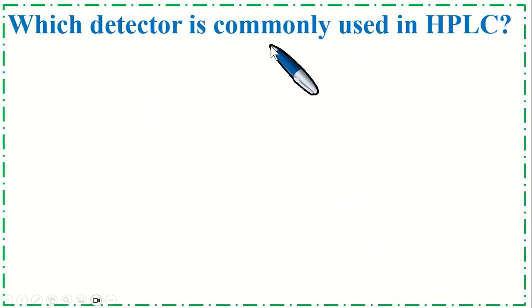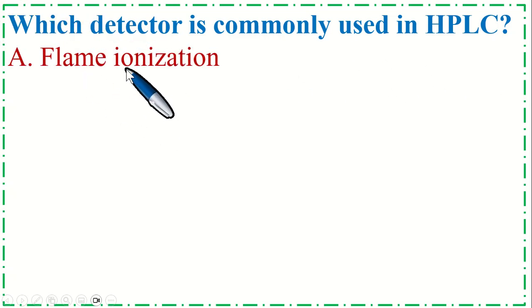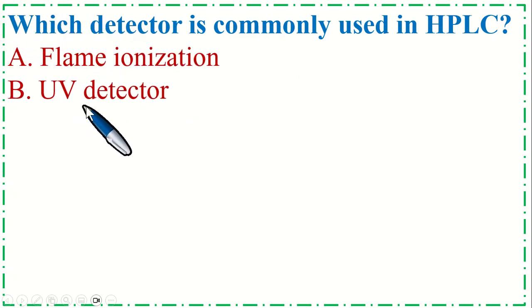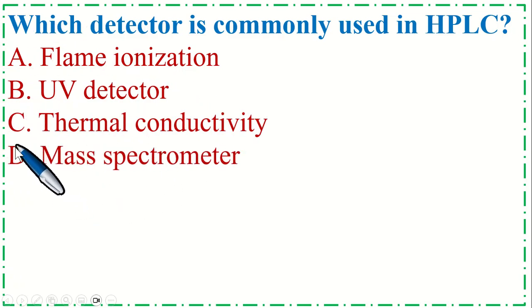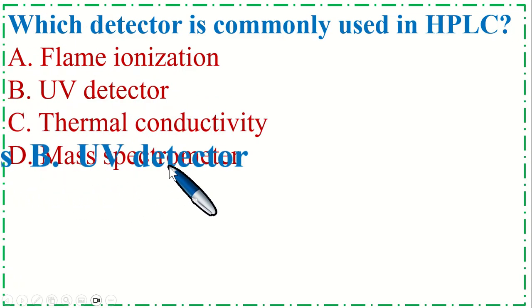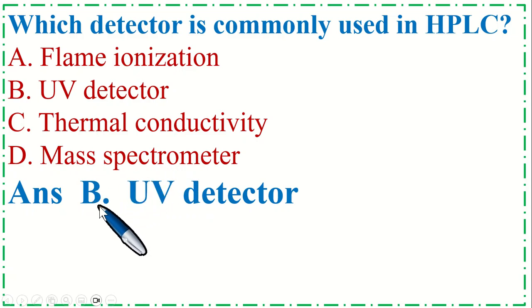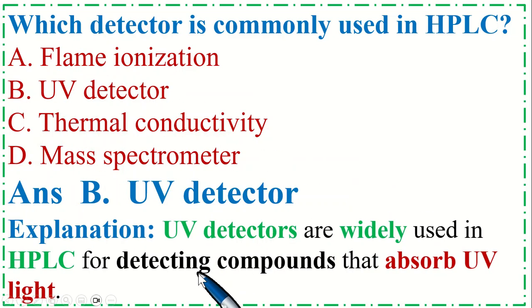Which detector is commonly used in HPLC? Option A, flame ionization; B, UV detector; C, thermal conductivity; and option D, mass spectrometry. So the correct option is B, UV detector. The UV detectors are widely used in HPLC for detecting compounds that absorb UV light.